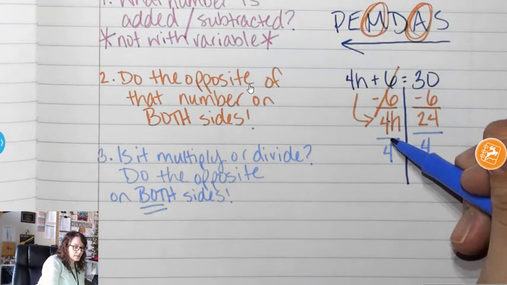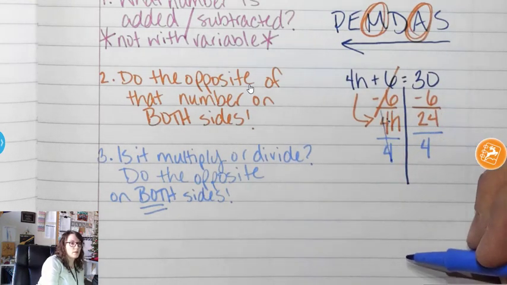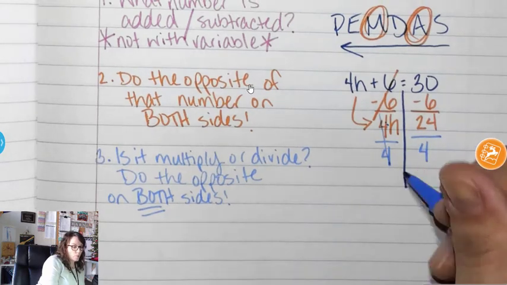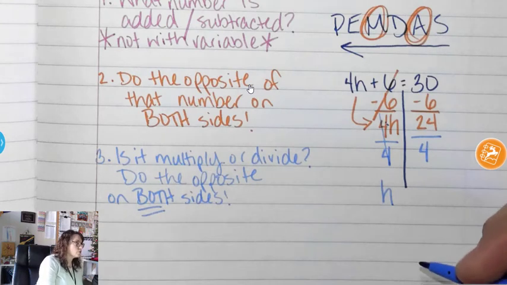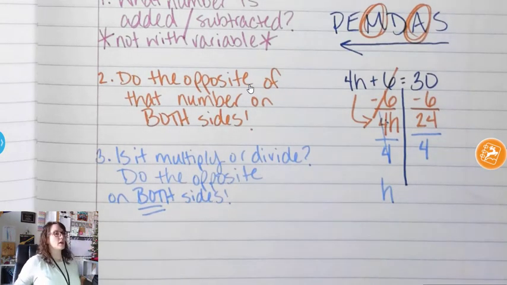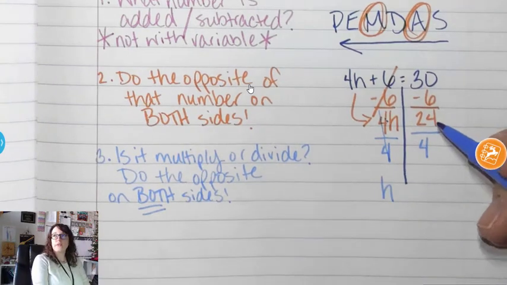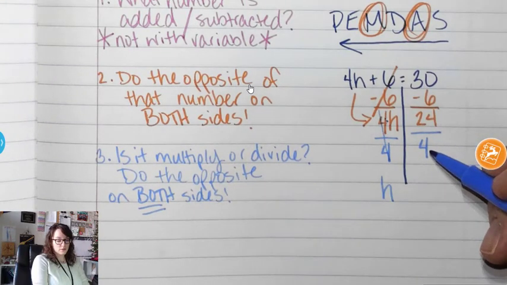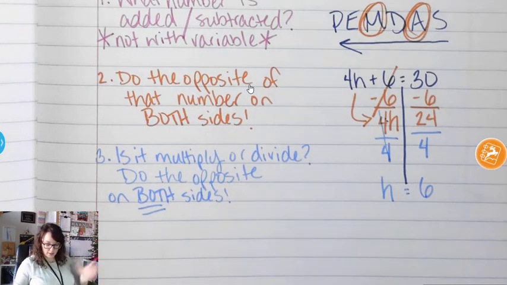What's 4 divided by 4? 1. So I'm going to put a line through it to show 1. When I have one H, I don't have to say 1H. You can just put H. It's assumed that it's 1. It's like you don't tell people you have a $1. You just say, I have $1. Okay? You don't. So then what's 24 divided by 4? 6. So H, we think, is 6.